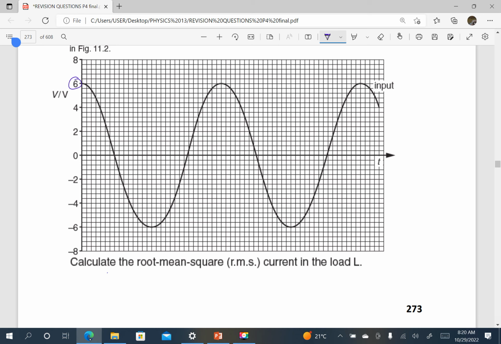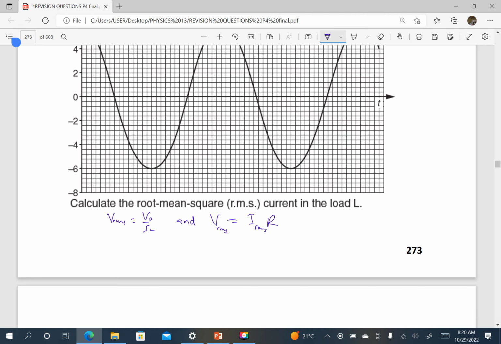So we know that V root mean square is V naught over root 2. And from Ohm's law, V is equal to I times R. Because we are dealing with alternating current, V root mean square will be equal to I root mean square times R.